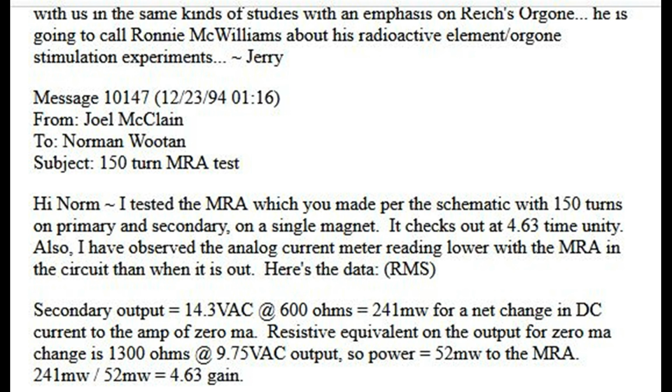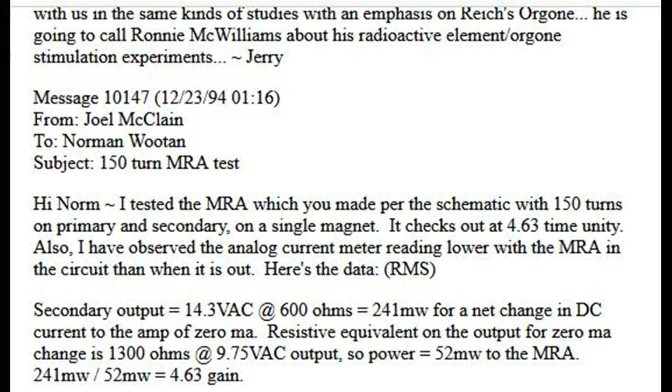Hi Norm. I tested the MRA which you made per the schematic with 150 turns on primary and secondary, on a single magnet. It checks out at 4.63 times unity. Also, I have observed the analog current meter reading lower with the MRA in the circuit than when it is out. Here's the data, RMS. Secondary output equals 14.3 volts alternating current at 600 ohms, equal to 241 milliwatts, for a net change in DC current to the amp of 0 mA.